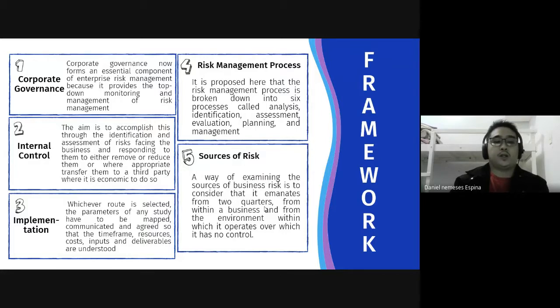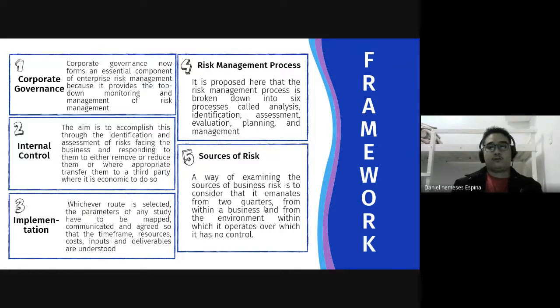Third is implementation. So whichever route is selected, the parameters of any study have to be mapped, communicated, and agreed so that the time frame, resources, costs, inputs, and deliverables are understood. So fourth, the risk management process. It is proposed here that the risk management process is broken down into six processes. So we start with analysis, identification, assessment, evaluation, planning, and lastly the management.